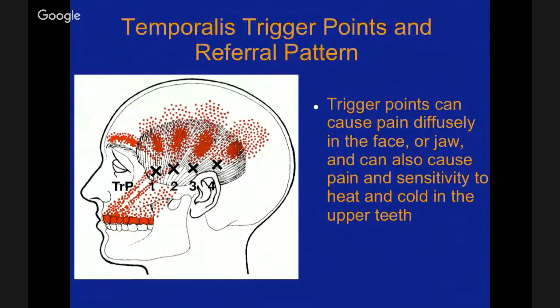And then this is from Travell. These are the temporalis trigger points and referral patterns. These are the trigger point locations, and how the pain patterns would be referred are in red. With the temporalis, it's pretty broad. You can have pain diffusely in the face or jaw, and sensitivity to heat or cold in the upper teeth.